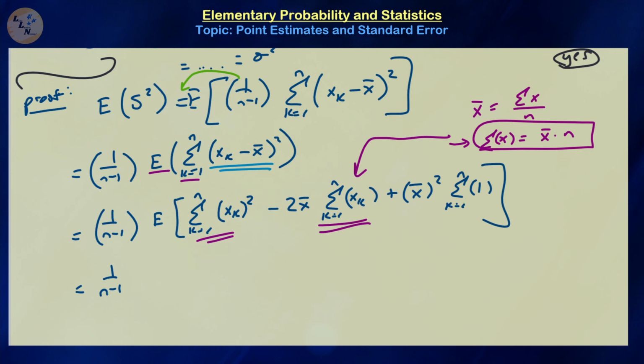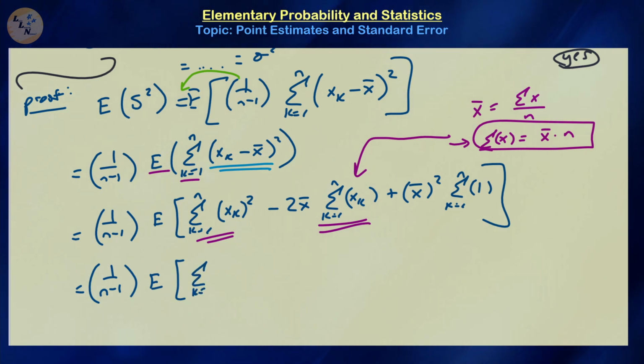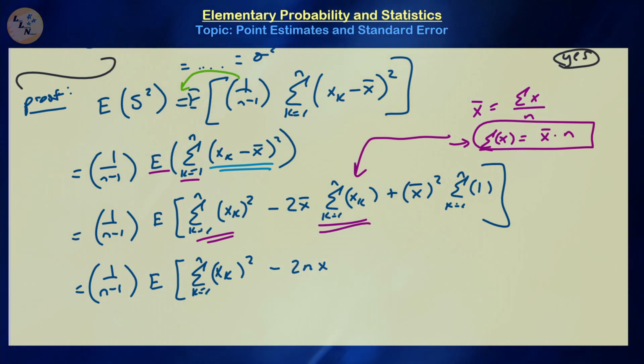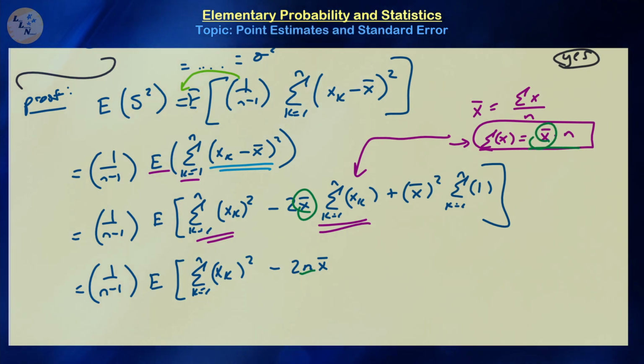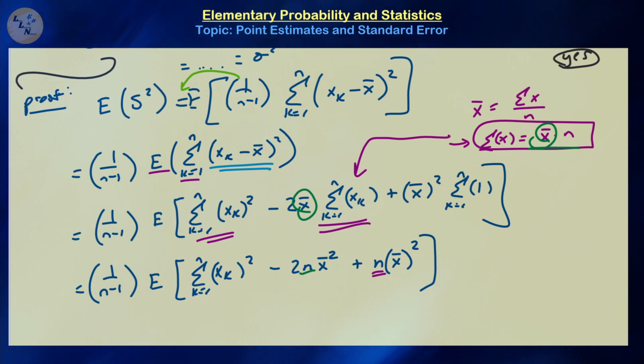Once we have that, we're going to have 1 over n minus 1 times the expected value of the sum from k equal to 1 to n of xk, the quantity squared, minus 2n x bar, and then there's an x bar there. The n is coming from this replacement, and then we're also going to have another x bar. So it's going to be x bar, the quantity squared, and then plus n x bar squared. Now, where is this n coming from? Because we're having 1 plus 1 plus 1 n times, and that's, of course, equal to n. So that gives us that.